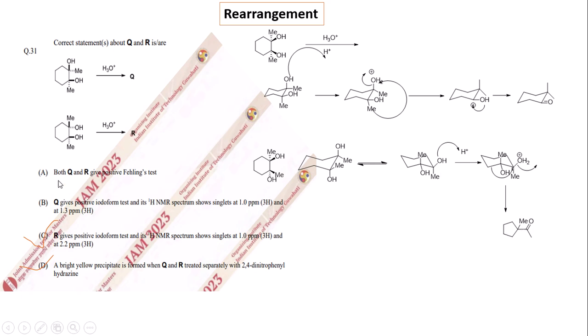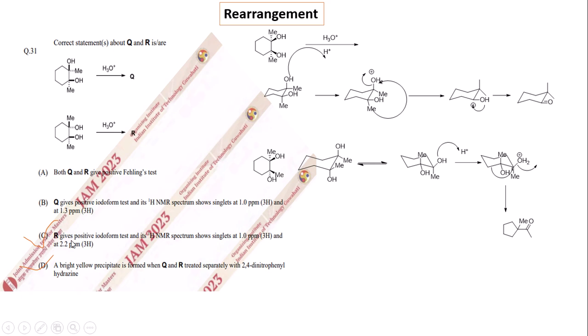In the given options, both Q and R give positive Fehling test, means it should contain the CHO group, but the given product does not contain any CHO group, so option A is wrong. In case of Q, it gives positive iodoform test, but Q does not contain any keto methyl group, so it does not give the positive iodoform test, so option B is wrong.